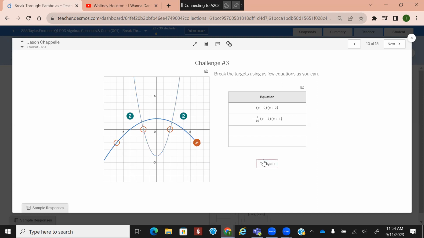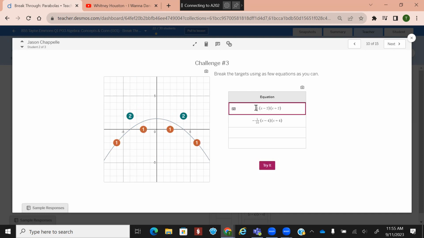How can I make it go through the 2 dots? I need to make it wider, right? So what if I make it 1/2? Let's see what happens. That's close. We need to make it even wider. So what if we make it 1/4? Boom. So there's 1. But now we got to cross through here.